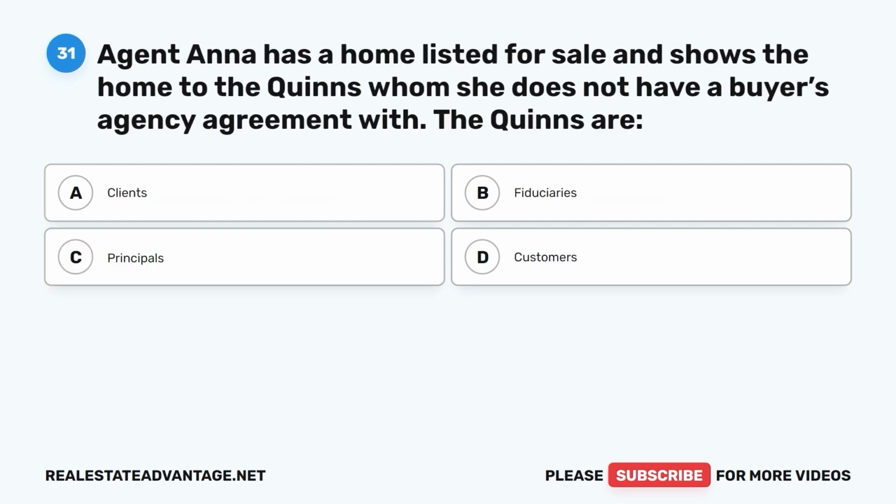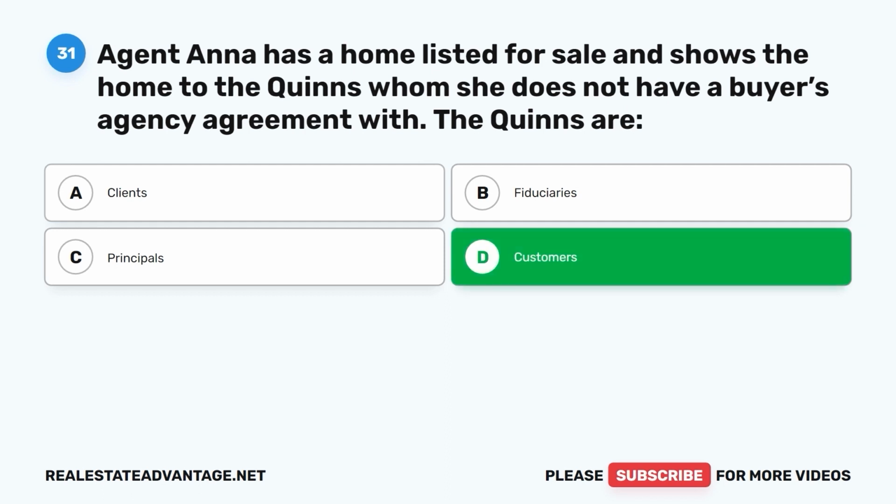Question 31. Agent Anna has a home listed for sale and shows the home to the Quinns, whom she does not have a buyer's agency agreement with. The Quinns are A. Clients, B. Fiduciaries, C. Principals, D. Customers. The correct answer is D. Customers.